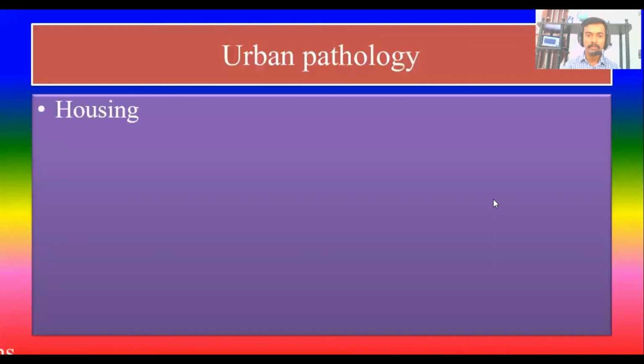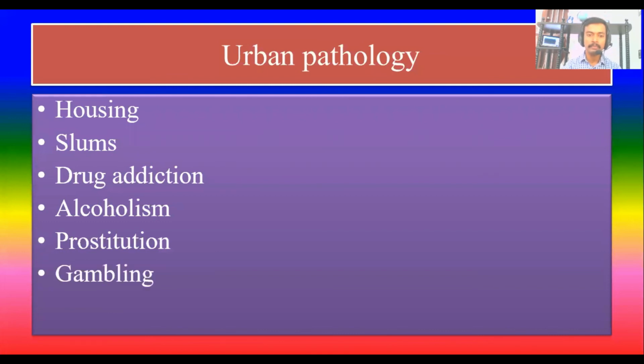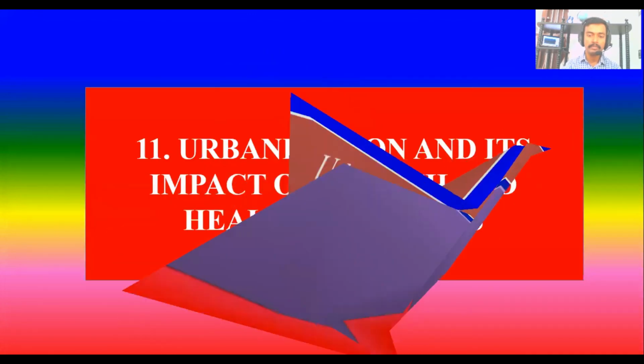Then urban pathology. Pathology means diseases or problems. Housing is a major issue. Slums, when you go to Mumbai. Drug addiction, alcoholism, prostitution. In every city, separate areas for prostitution are available, the red light area. Nowadays the practice of prostitution is gradually reducing due to various government measures prohibiting it. Then gambling. Crime is common in cities; these are city problems.